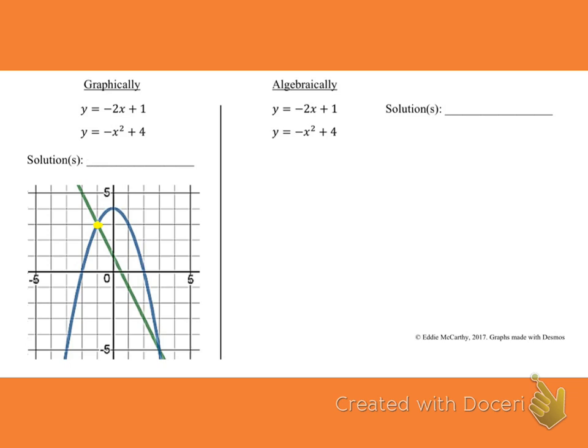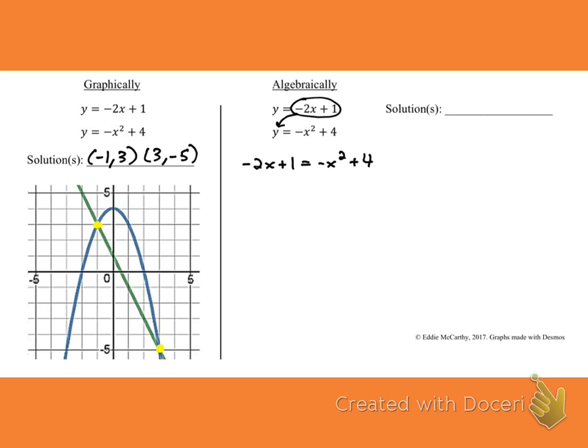All right, again, the graph is given. You can see that the solutions here will be negative 1, 3, and at 3, negative 5. Okay. But we're going to solve it algebraically. So I'm going to take negative 2x plus 1 and substitute it in for y. And I have negative 2x plus 1 equals negative x squared plus 4.